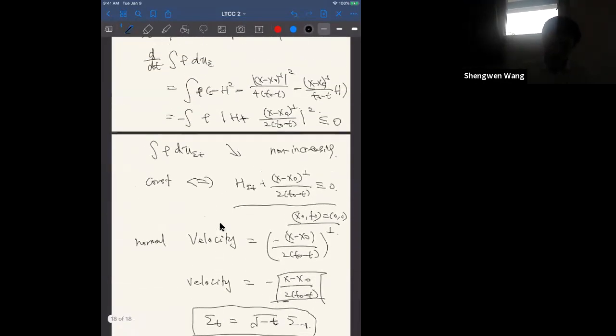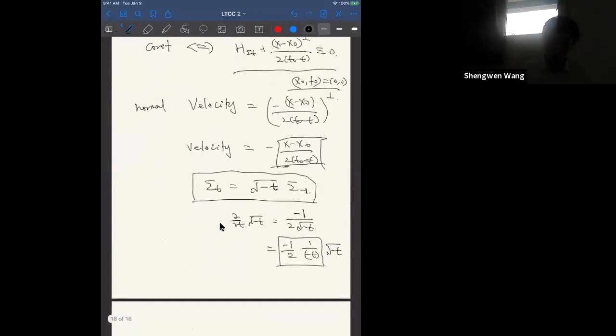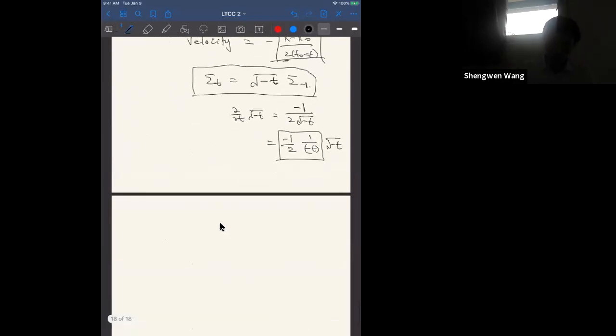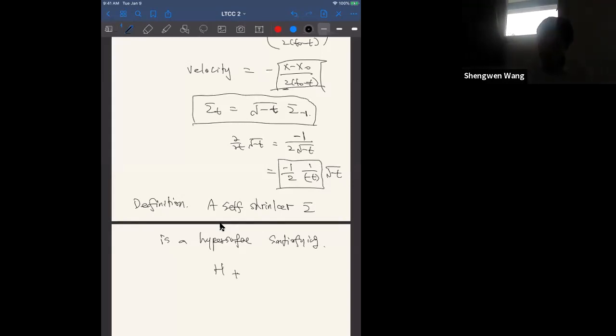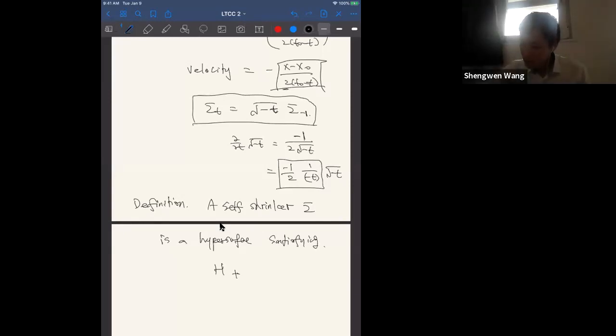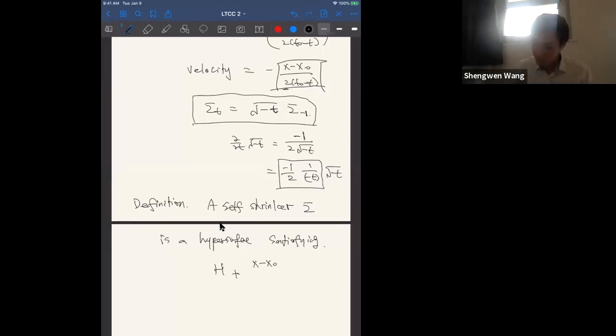And this is telling you much more. So this being constant is the first equation. So the monotonicity formula tells you if it is constant, then it's going to satisfy this so-called self-shrinker equation. So let me make this definition first. A self-shrinker is a hypersurface satisfying H plus (x minus x0)^perp over 2 equal to 0.